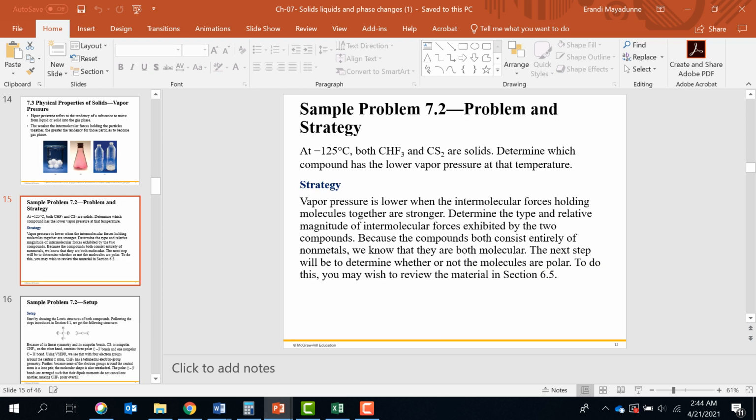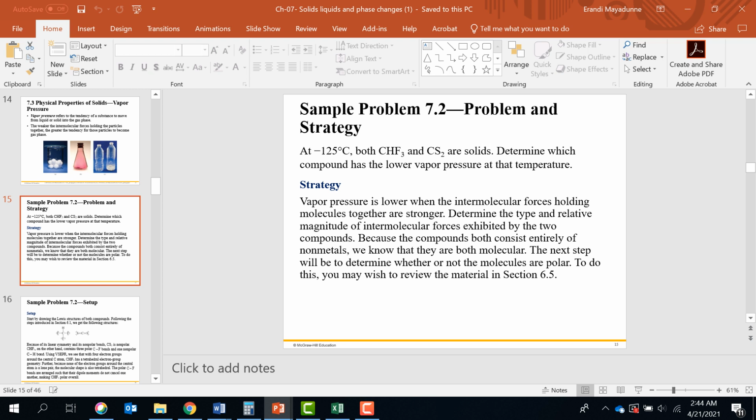So I have a question. I'm going to explain which one has the lower vapor pressure. For this kind of question, I would draw the Lewis structure and see which one has more attraction, more polarity. When the compound is more polar, when there's high electronegativity, the compound has lower vapor pressure.